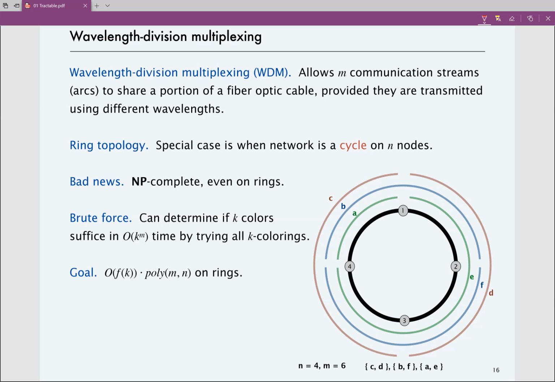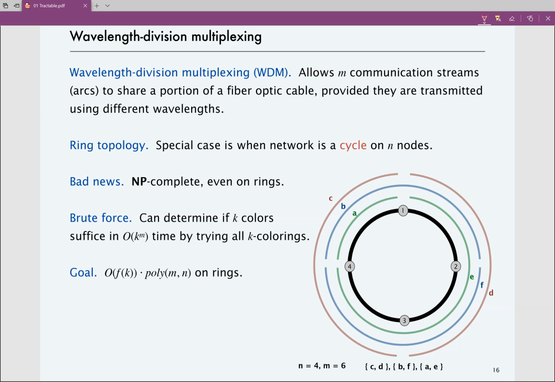We're going to model that by assigning each wavelength a color. We're trying to use as few wavelengths as possible, and that corresponds to using as few colors as possible, where we have to ensure that streams which use the same edge have different colors, or different wavelengths. So that is the motivation for this problem.